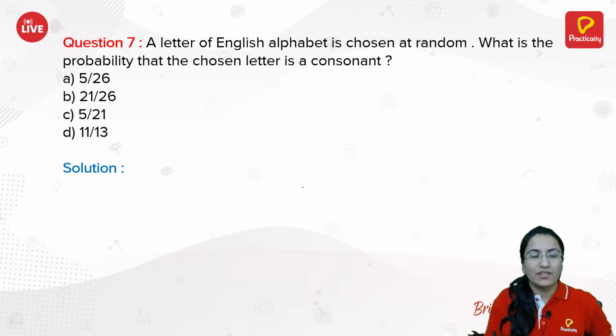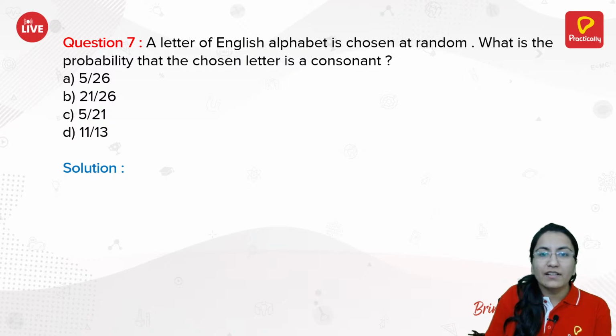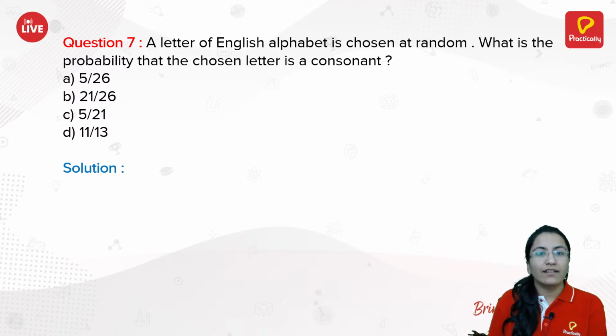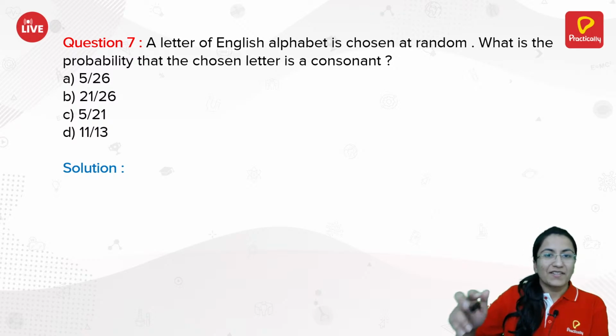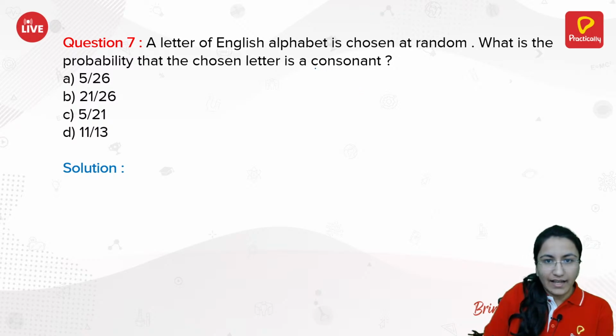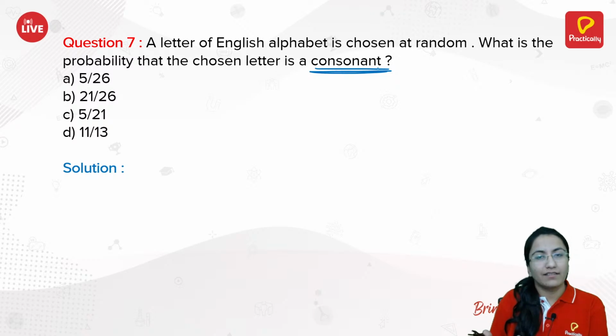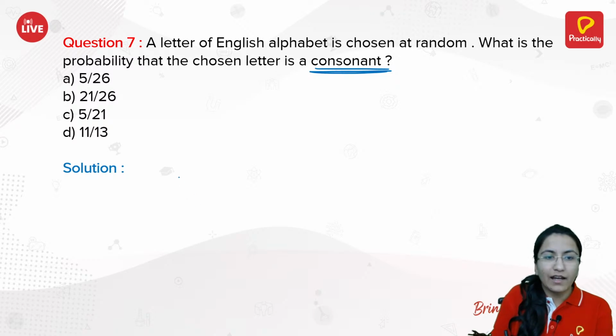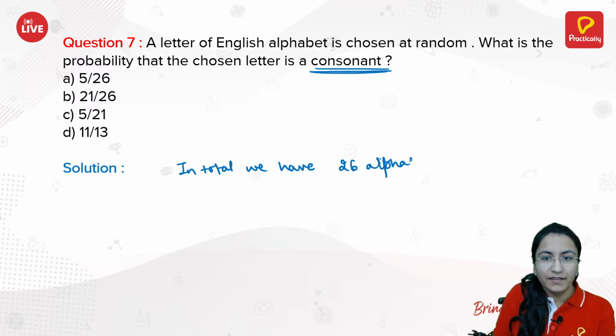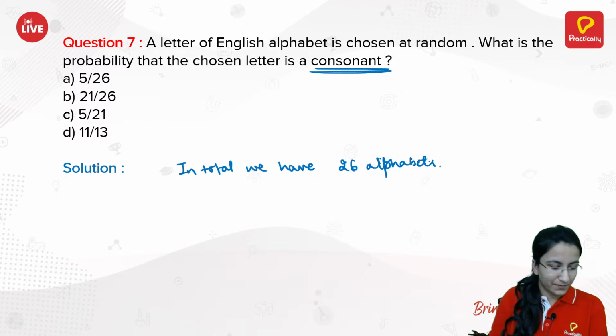Here we have a question related to probability. A letter of the English alphabet is chosen at random. What is the probability that the chosen letter is a consonant? So we need a consonant as a favorable outcome out of all the English alphabets we have. In total we have 26 alphabets, right? So how many consonants do we have? Not the vowels. How many consonants do we have?